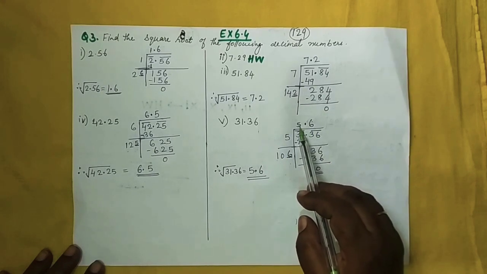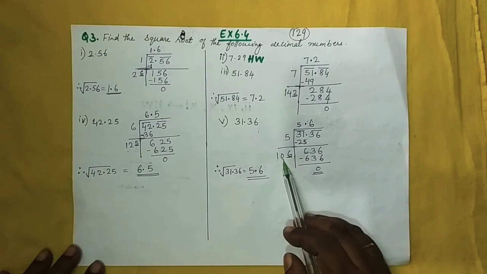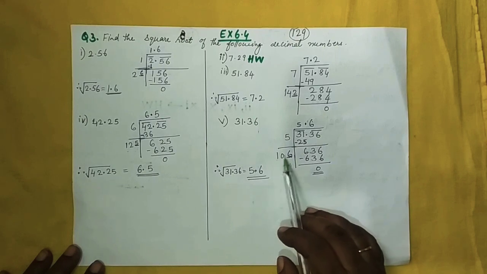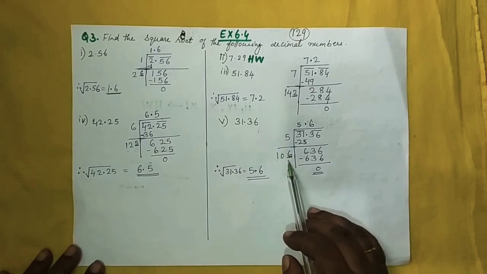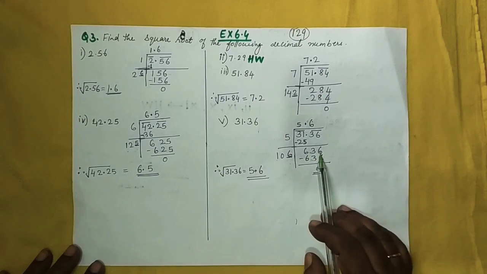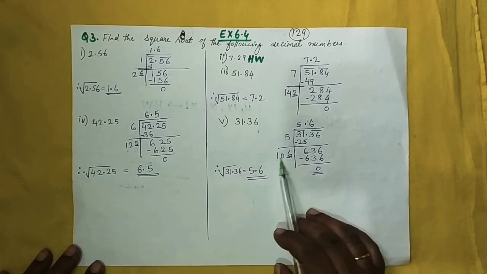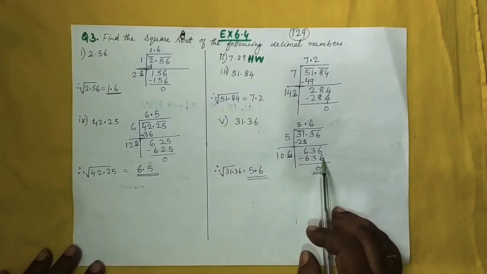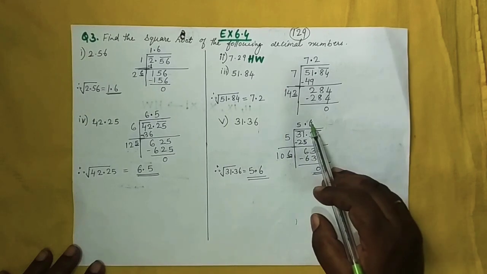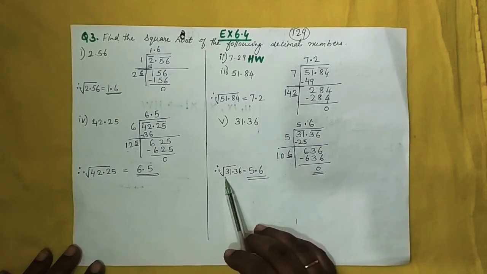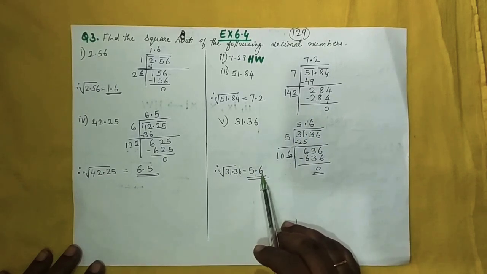Okay. Now 5 into 2, double of 5, that is 10. We wrote 10. Now right side of 10 we can write one digit in such a way that the number formed, when multiplied by the digit, gives this 636. If you write 6, the number formed will be 106. 106 into 6 is what? 636. So that same 6 we will write in the quotient also. So the answer is 5.6. That means square root of 31.36 is 5.6.